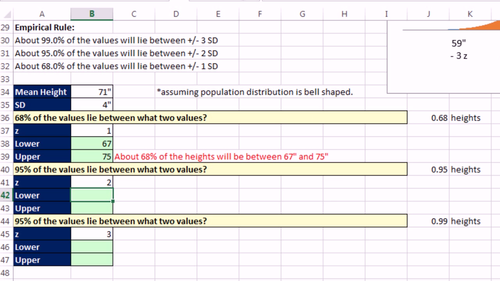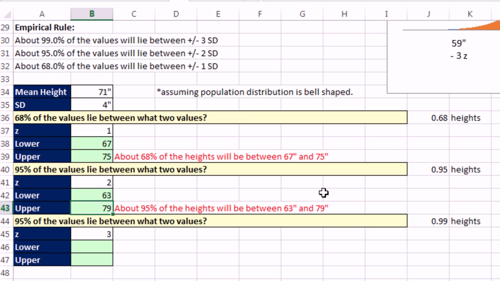Down here for 2 standard deviations, we're still taking the mean. For the lower end, we subtract 2 times 4 inches, which is our standard deviation. So for 95%, the low end is 63 inches. For the upper, we still take that 71 inches and add 2 times the amount of the standard deviation, 4 inches. So about 95% of the heights will be between 63 and 79.